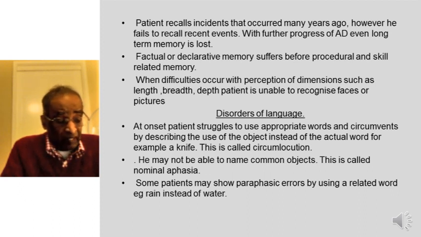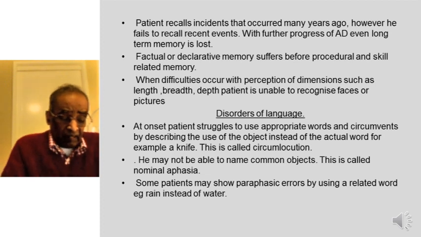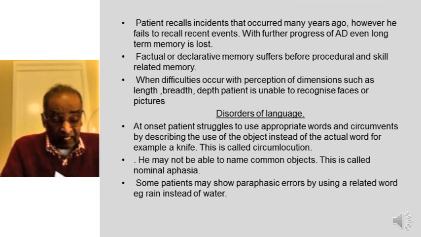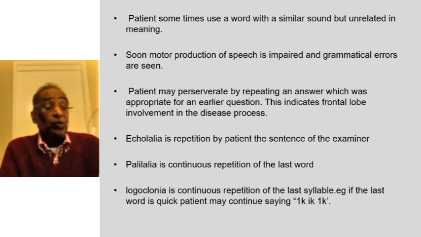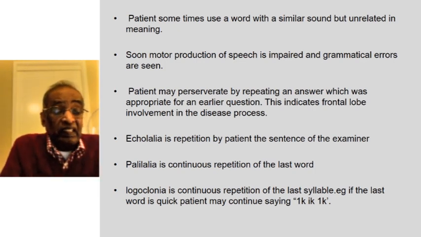Some patients may choose paraphasic methods, called paraphasic errors, by using related words. For example, for rain, the word water may be substituted. When circumlocuting the knife, the patient might describe its use. Sometimes the patient uses a word with similar sound but unrelated in meaning. Soon motor production of speech is impaired and grammatical errors are seen.